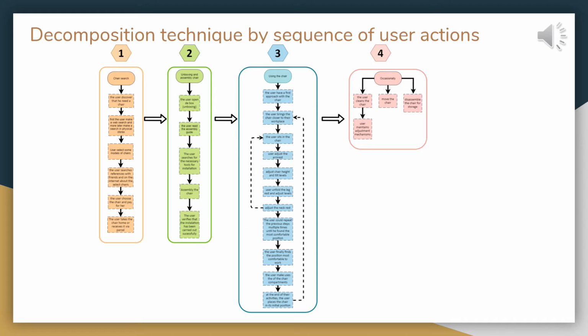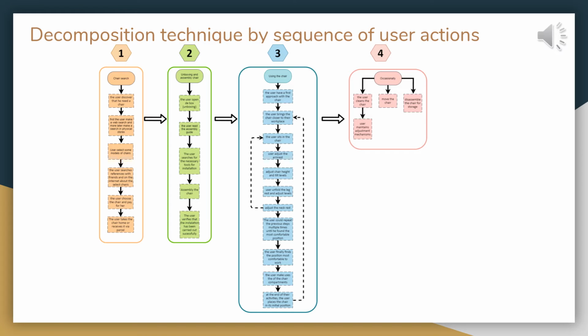Also, we're going to use the composition technique by sequence of user actions. It starts with chair search, where the user discovers that they need a chair. Then, the user makes a web search and later a search in physical stores. Then, the user selects some models of chairs. After that, the user searches for references with friends and on the internet about the selected chairs. After that, the user chooses the chair and pays for it. And finally, the user takes the chair home or receives it via parcel.